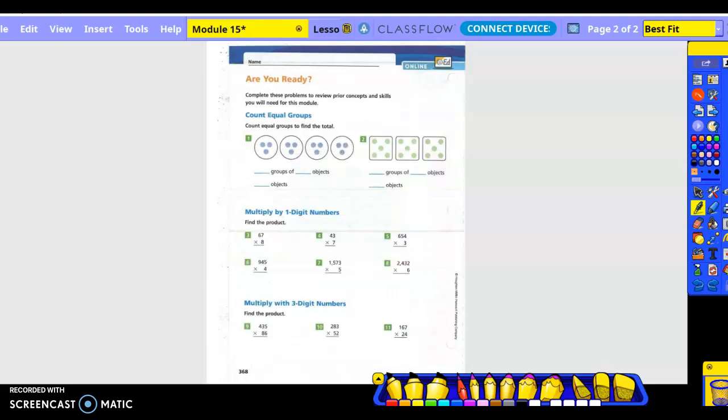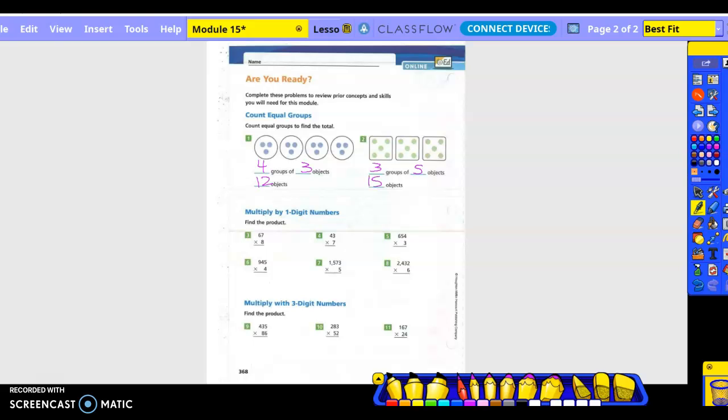Are you ready? Complete these problems to review prior concepts and skills you will need for this module. Count equal groups. Count equal groups, divide the total. So how many groups do we have? 4 groups of 3. So we have a total of 12 objects. Okay, how many groups? 3 groups of 5. So how many objects? 15.